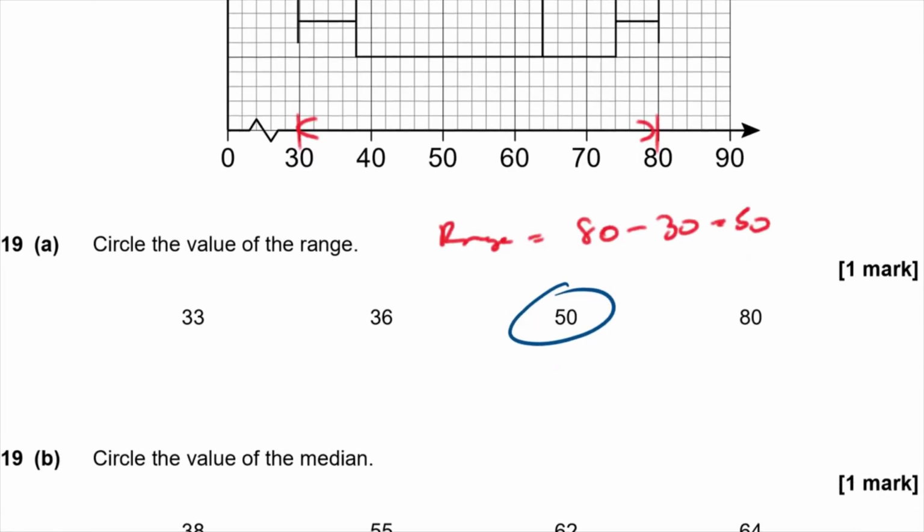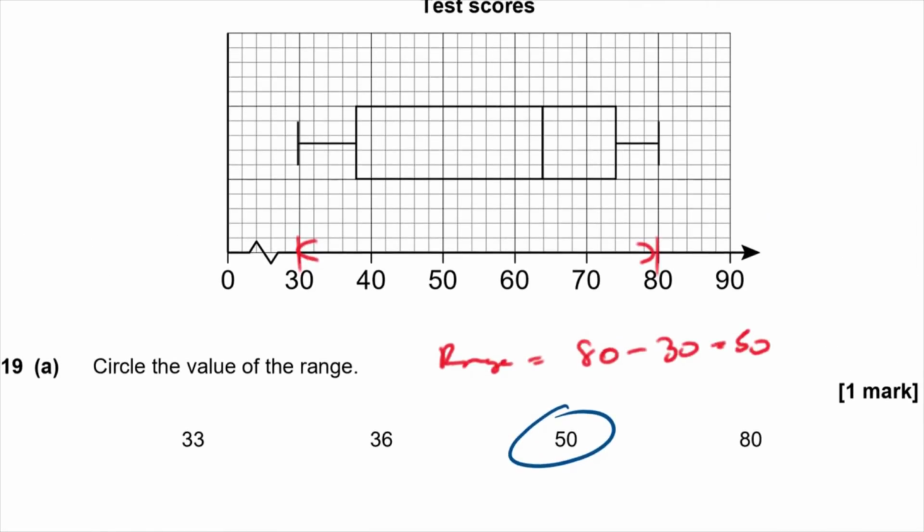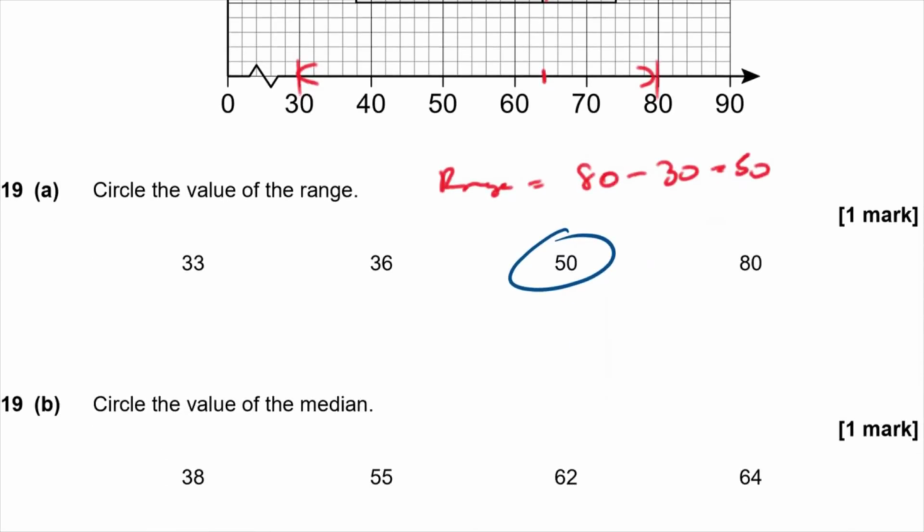Circle the median. Well, the median value is this line in the middle. Now according to my scale, that is 60, well there are 5 squares between 60 and 70, so each one must be 2. So that means that the median must be 64.